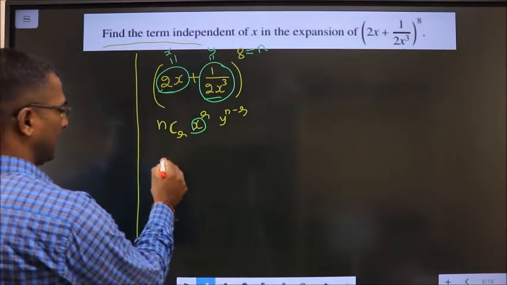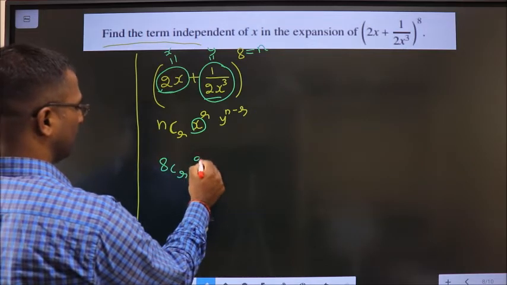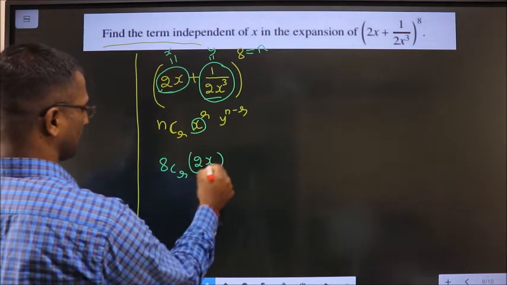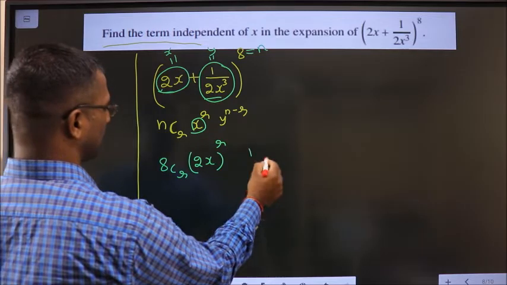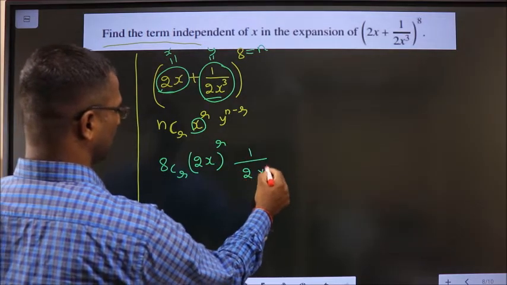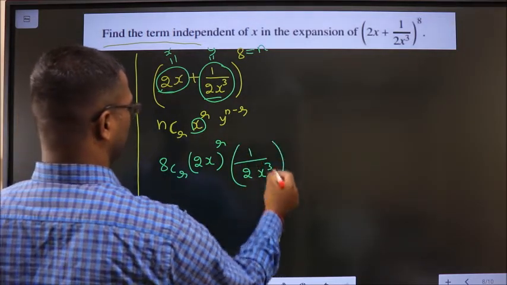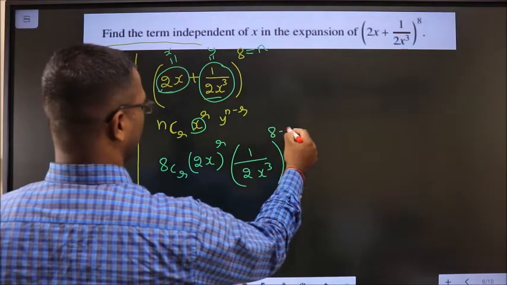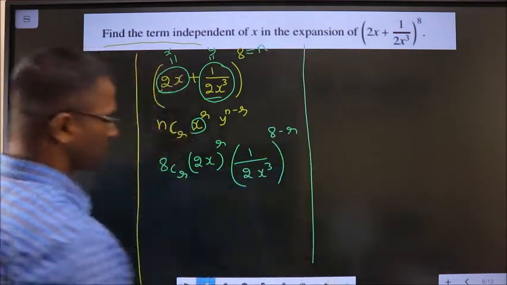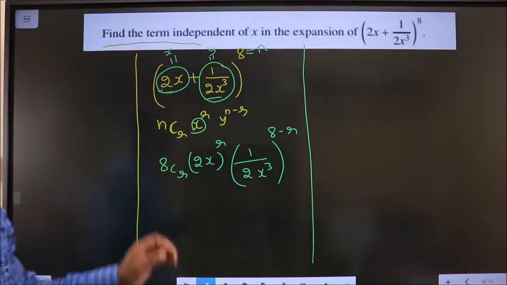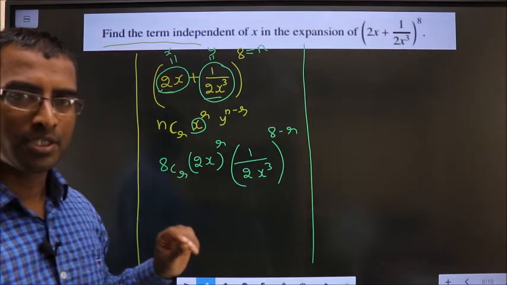Now replace in the general term. So that will be 8Cr. In place of x it is 2x. In place of y it is 1 by 2x³. Power n is 8, so 8 minus r. Okay. Now simplify this to the maximum possible extent.